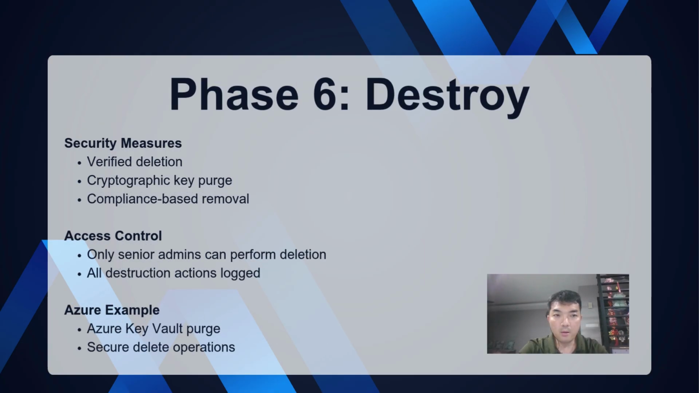The last phase is destroy or deletion. Security measures ensure irrecoverable deletion when data is no longer needed, using techniques such as secure overwriting or key revocation to comply with regulation, and confirming the process to complete the removal. Access control is normally only for senior administrators, with explicit authorization required to initiate deletion. The Azure example is Azure Key Vault key revocation and secure delete operations.